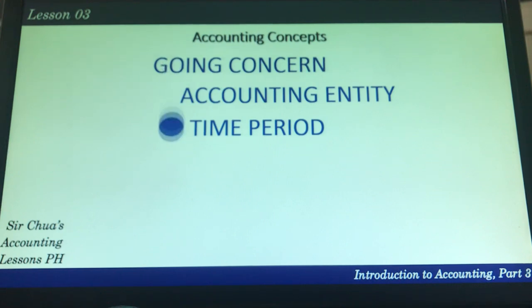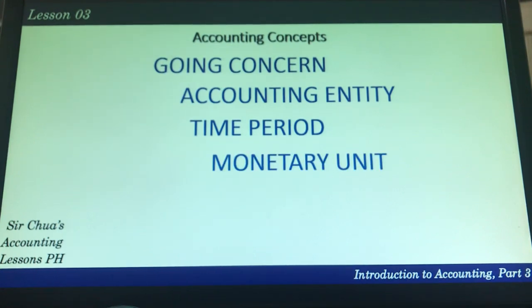Okay? Next is monetary unit. All of the transactions that we record and the financial reports that we prepare should be in a monetary unit. It should be measured in a monetary unit. In the Philippines, our financial statements should be expressed in Philippine peso. Of course, the question is always, how much? Right? That's what we do in accounting. We deal with quantitative financial information.